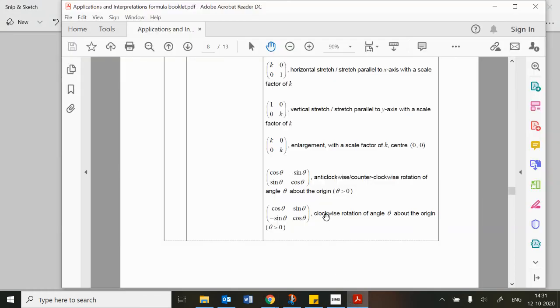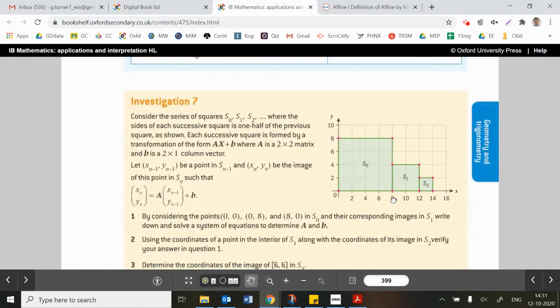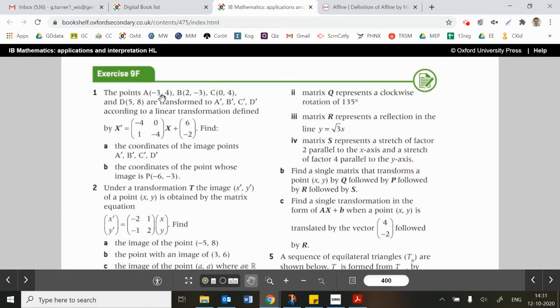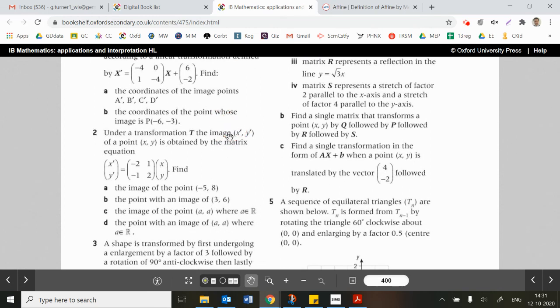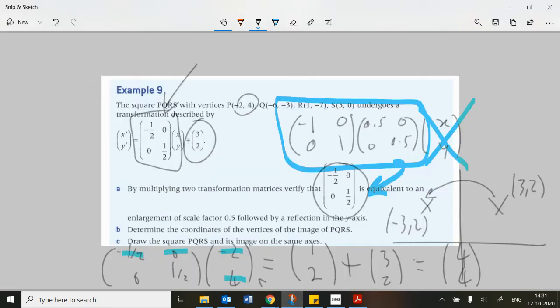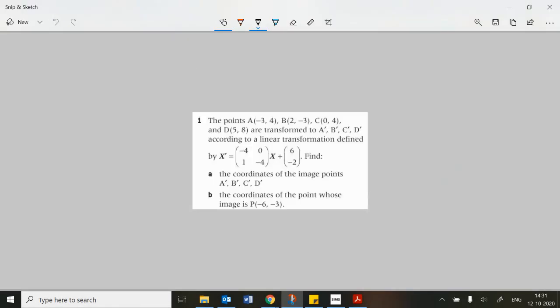Okay, so what I wanted to do as well was show you one of the questions in the book. There's a nice investigation which is happening there, which I'm bypassing. But in 9F, we're going to look at this part B here. So for question one part B, let's just do this one here. It's asking us what was the original coordinate point if we're given the image. So this is a bit like solving equations with matrices. So we've got here -4, 0, and 1, -4.